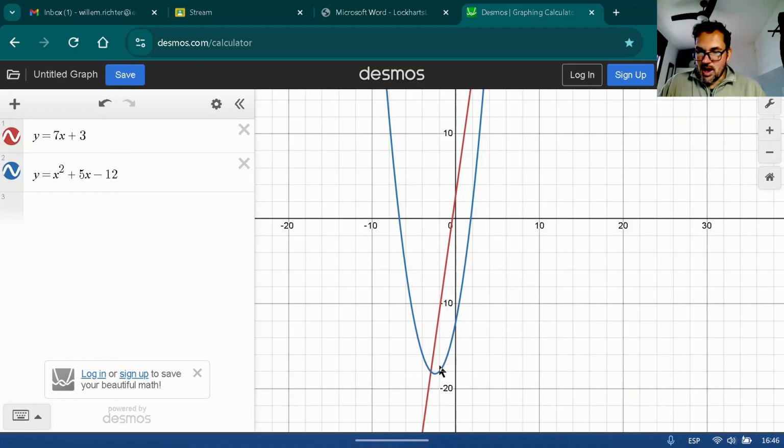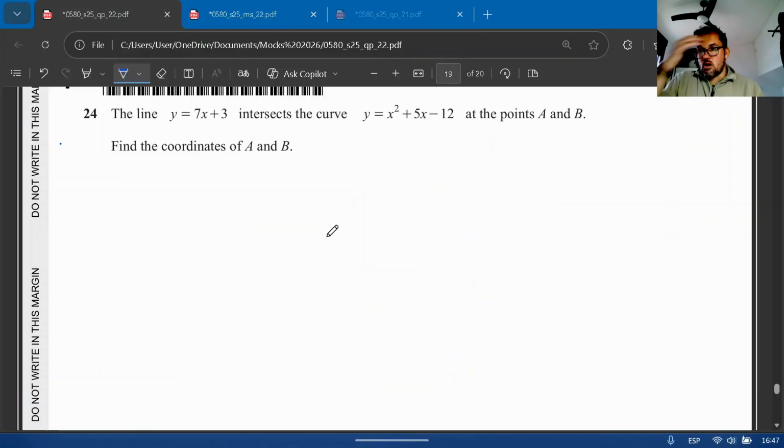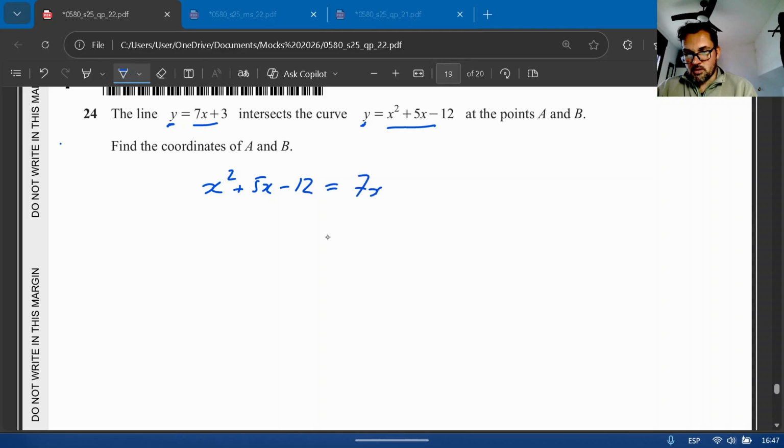How do you do this? Well, at these points where they cross, they are equal, right? The y value for both of them here is the same. It's both going to be minus 18. It's only at this point. Anywhere else, they don't cross, they're not the same. The same here. They have the same x and y values. So to solve this, we can set them equal to each other, because if the y is minus 18 and the y is minus 18, this equals that. So we can write x squared plus 5x minus 12 equals 7x plus 3, because at the points where they cross, their y values are the same. We just set them equal to each other, and then we solve this.